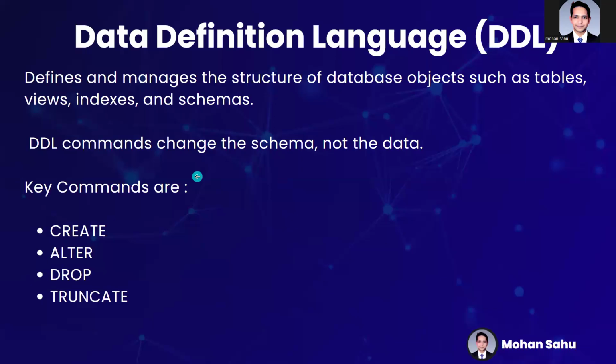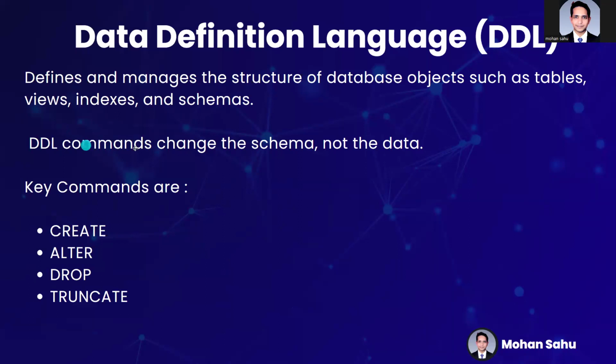So first we have DDL, that is called data definition language, and it defines and manages the structure of database objects such as tables, views, indexes, and schemas. So those all are the database objects. And if we want to define and manage the structure of the database, what is the structure? The structure means the outer boundaries of that. So if we talk about the table, the structure will consist of all the columns, right? So whenever you want to work on those boundaries, we use this DDL language.